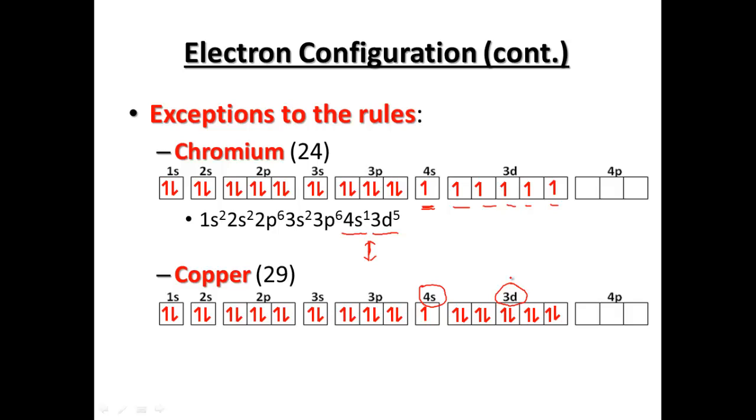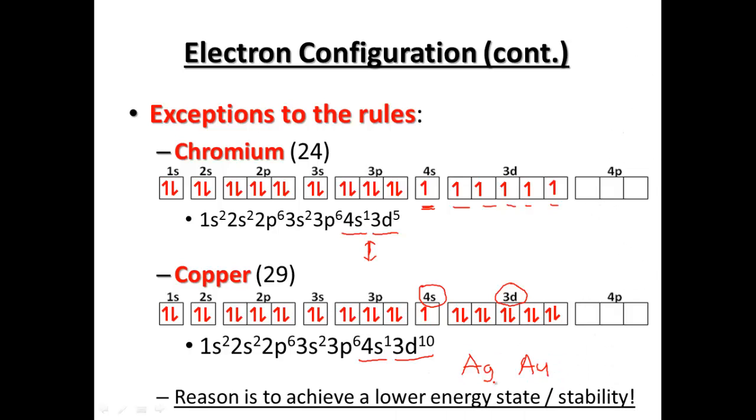So copper is the other exception, where copper takes one of the 4s electrons and moves it to a full d orbital. 2 other elements, silver and gold, do this also. They're in the same group as copper, and they all have very similar properties to them. The reason they do that is to achieve a lower energy state or lower energy ability. We'll start practicing these in class.